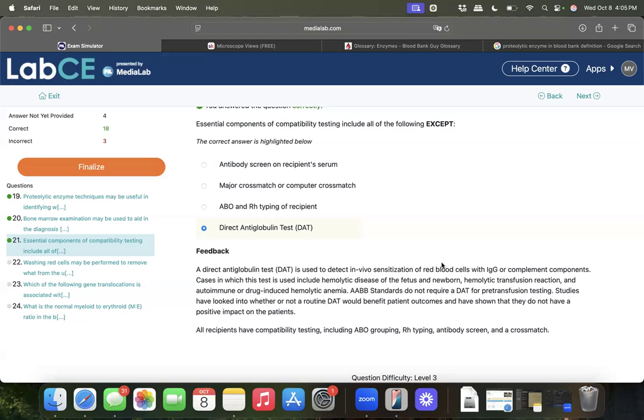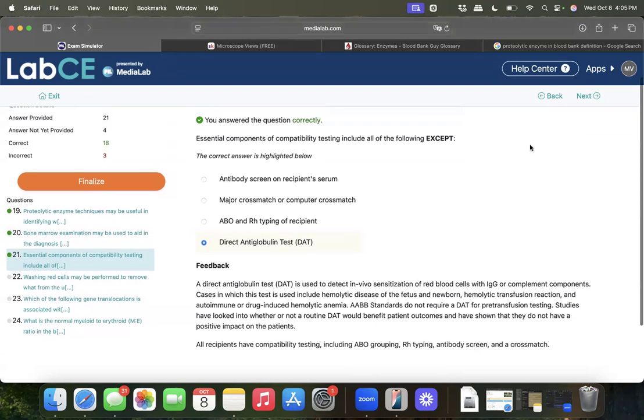Now, in regular compatibility testing, we don't do a DAT test. We need to do a type, a screen, and a crossmatch, period. Type and screen is negative, we can do a computer crossmatch or electronic crossmatch. Type and screen is positive, we need to do an antibody identification. Some places make you do a DAT or an autocontrol. Make sure that's negative. Figure out your antibody. Do an AHG crossmatch with compatible antigen negative blood. Boom, you're good to go. All right, and that was a level 3 question.